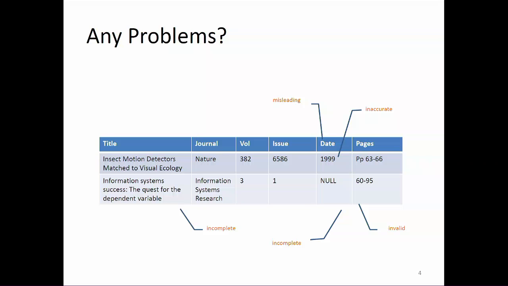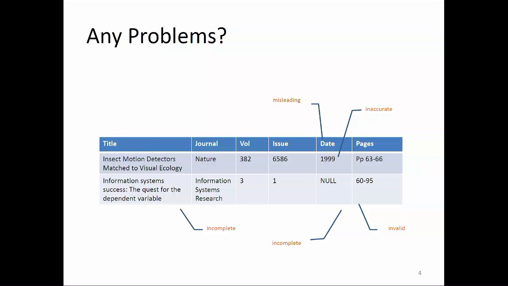So let's start with this very simple example. This is an example of a table where we've got records representing different articles or documents. So each record has certain attributes. What's the title of the paper maybe or article, which journal it was published in, volume, issue, date, and pages. So we can already see there are some problems with this data, right?